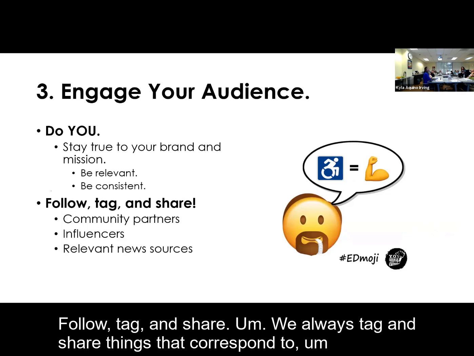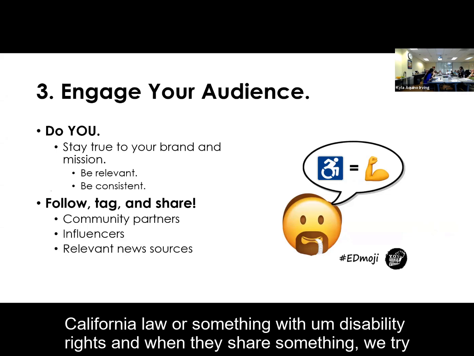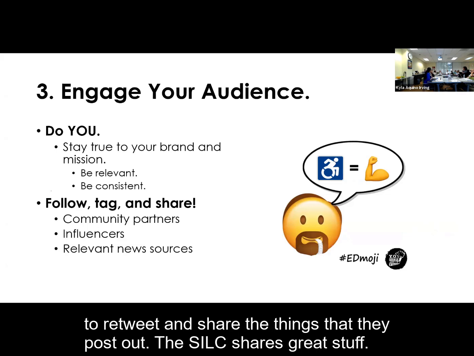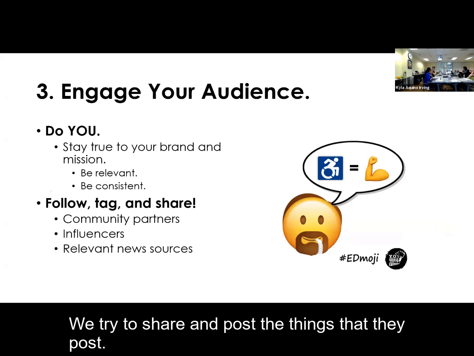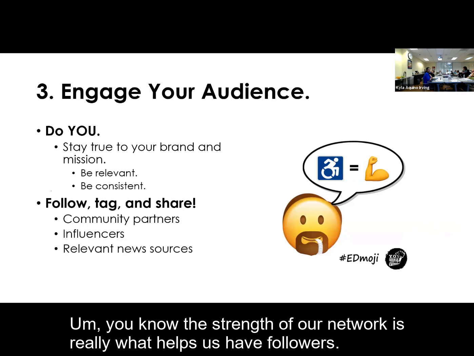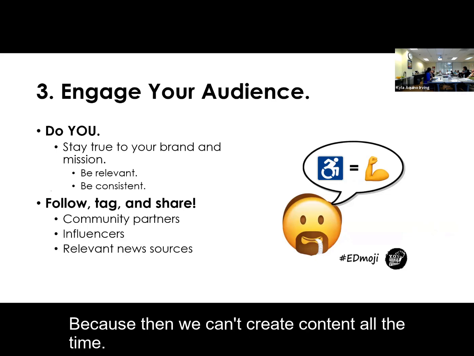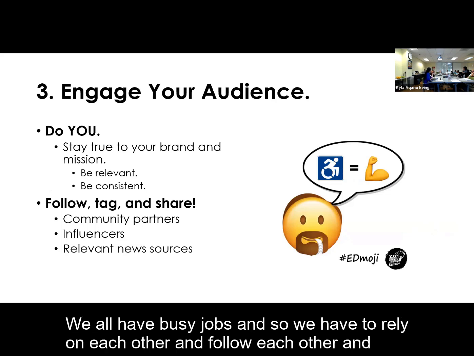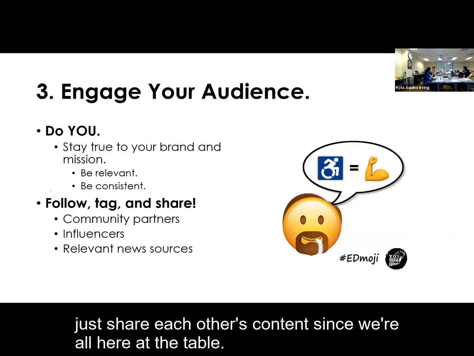Follow, tag, and share. We always tag and share things that correspond to California law or something with disability rights. And when they share something, we try to retweet and share the things that they post. The Silk shares great stuff, so we try to share and post the things that they post. The strength of our network is really what helps us have followers, because we can't create content all the time. We all have busy jobs, so we have to rely on each other and follow each other and share each other's content since we're all here at the table.